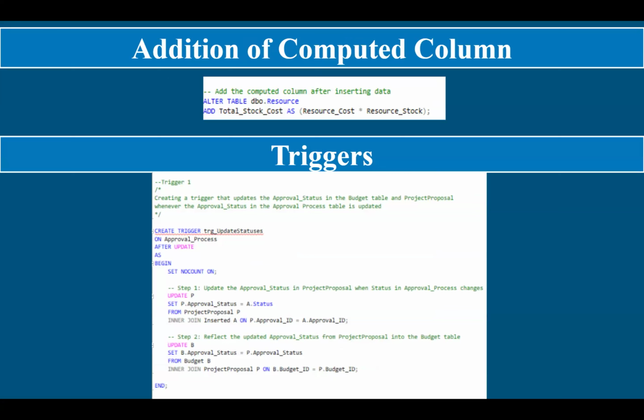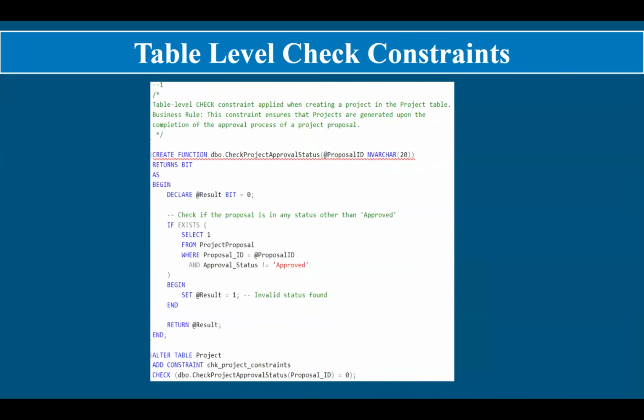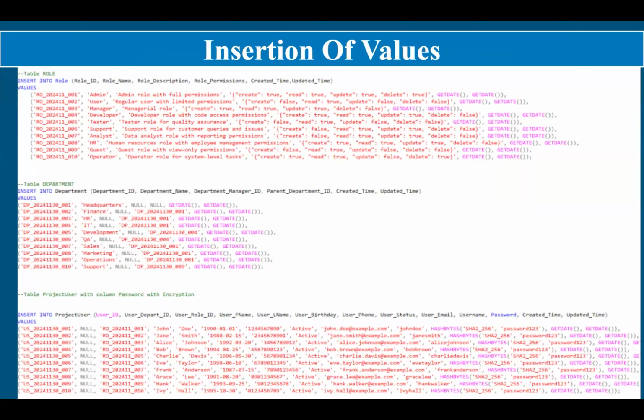Triggers and table constraints have been implemented to enforce business rules and streamline the process of updating multiple tables. One such example is a trigger implemented on the approval process entity in such a way that the approval status in the budget and the project proposal is updated as the approval status in the approval process table is updated. These are a few more examples of the triggers. Now moving on to the table check constraint. This enforces the business rule that projects are generated upon completion of the approval process of the project proposal.